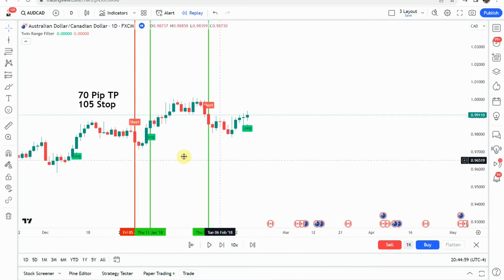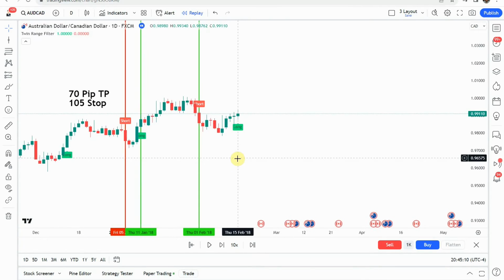Alright, the next signal that we get is another short signal. We get a nice push to the downside, a little bit of a push here, a little bit of a correction, then another push to the downside there, and that is enough to get us to our take profit.